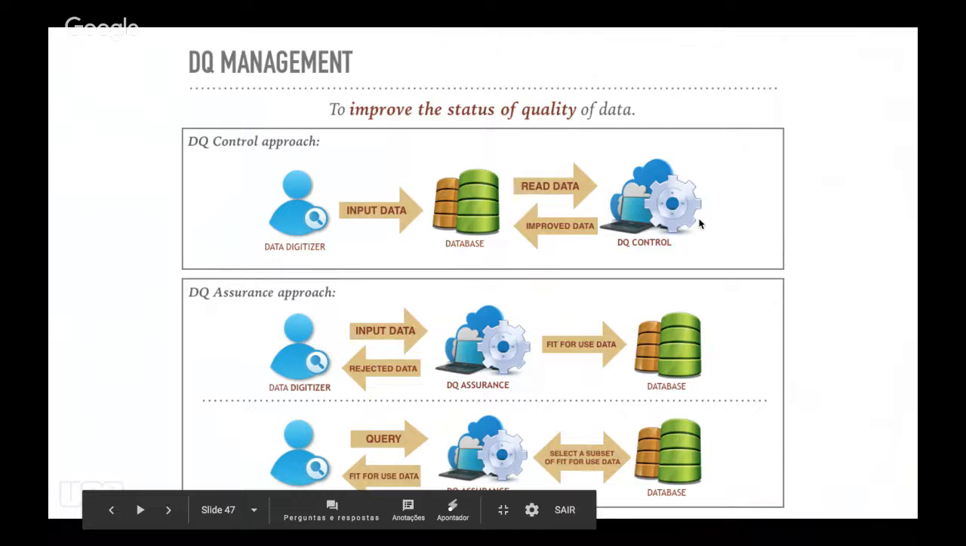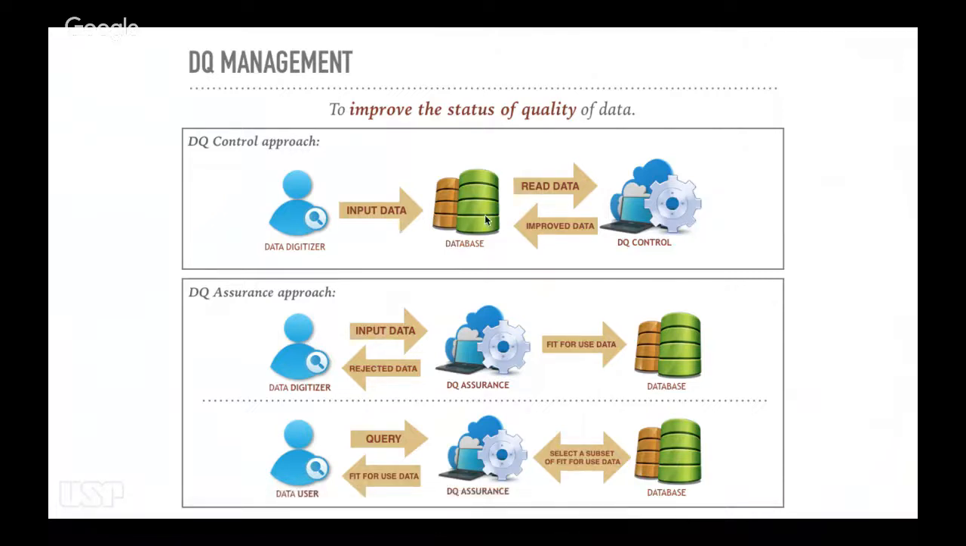This happens in this way. Let's say we have a data digitizer. He inputs his data in a data set. And in this data set, we have good data mixed with not good data. And we have a data quality control mechanism, a software that always tries to improve this data set, but it does not assure that all this data will be fit for use. But it always tries to improve the quality of this data.